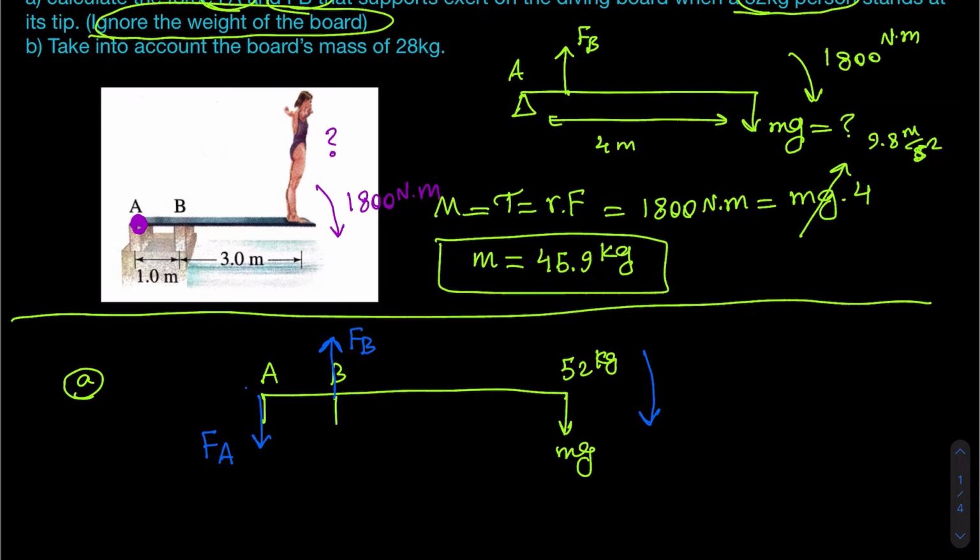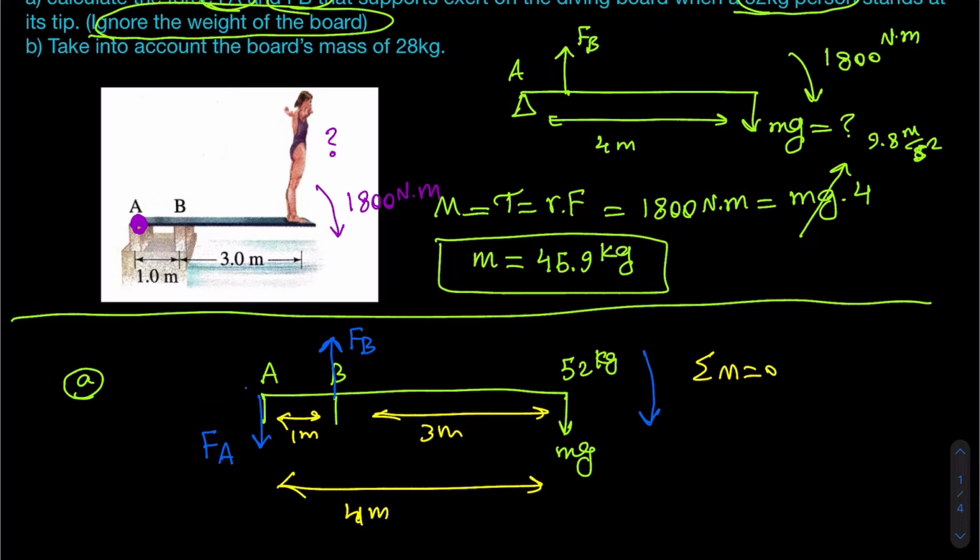Right? So let's write the distances. From here to here, 3 meters. Therefore, from here to here, 4 meters to part A, and here is 1 meter. And that's it. We don't have anything else. So we use the second condition of equilibrium.